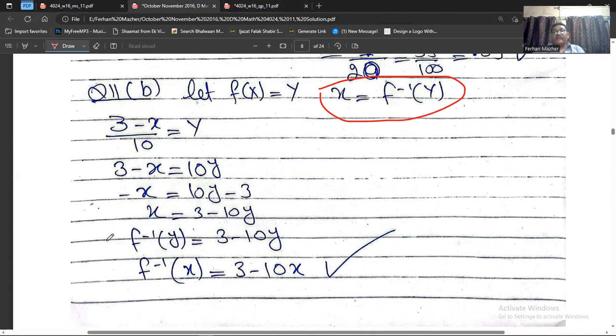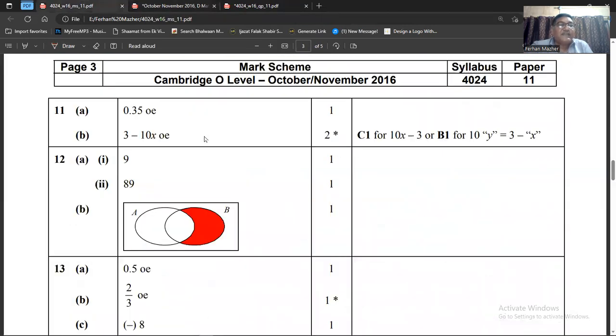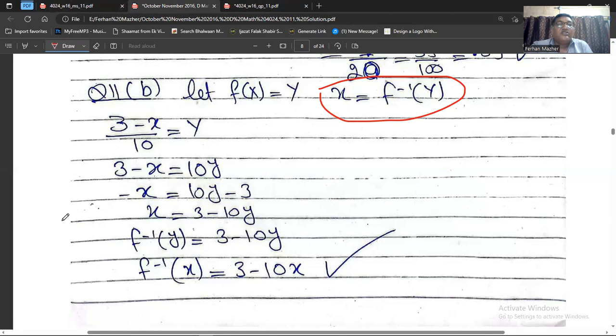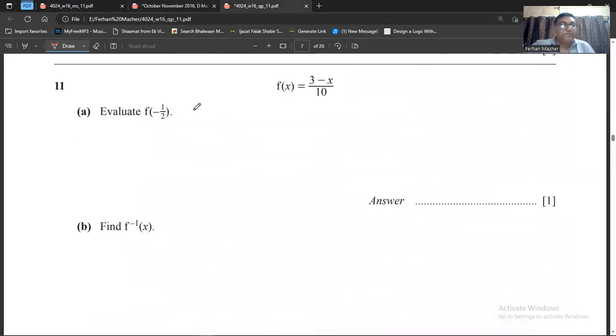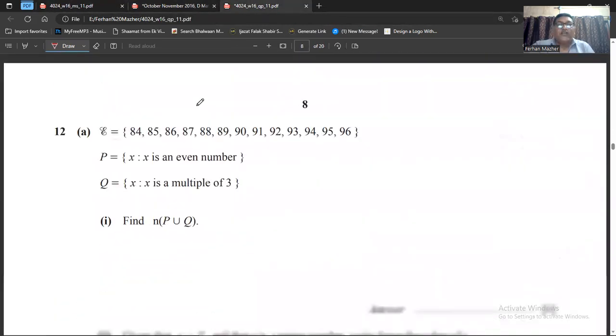Then I will change the variable. Wherever there is the y, you will change it with the x. So f inverse of x will be equal to 3 minus 10x. Wherever there is the y, I've changed it with the x. So 3 minus 10x is the right answer, sir. This is the solution of question number 11, B part. You can pause the video if you need more time with this question. Okay, so we are going to the next question.